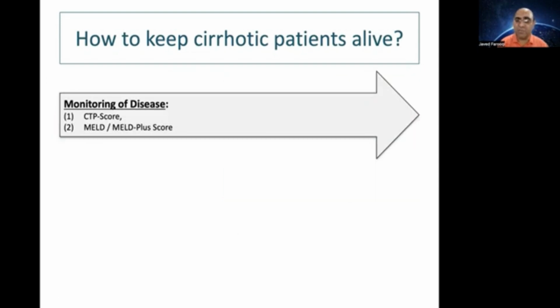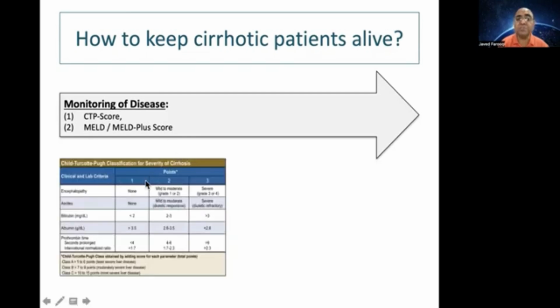So with these concepts in mind, how do we monitor cirrhotic patients? As I said before, the CTP score and the MELD and MELD plus scores are the clinical scores which help us to monitor these patients, as we monitor hypertension and diabetes with clinical parameters as well as blood parameters. Similarly here, the CTP score and MELD scoring are very good, clinically useful parameters to monitor these patients. We all know the CTP score has 5 components: encephalopathy, ascites, bilirubin, albumin, prothrombin time, and depending upon the severity, 1 to 3 points are given.